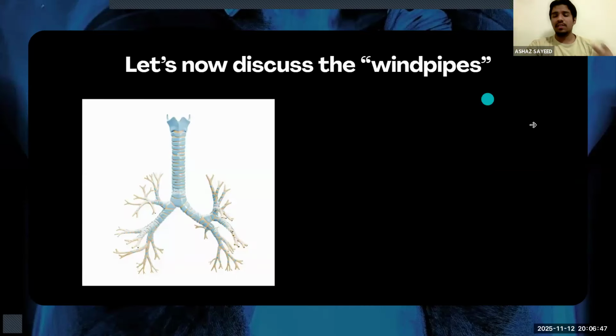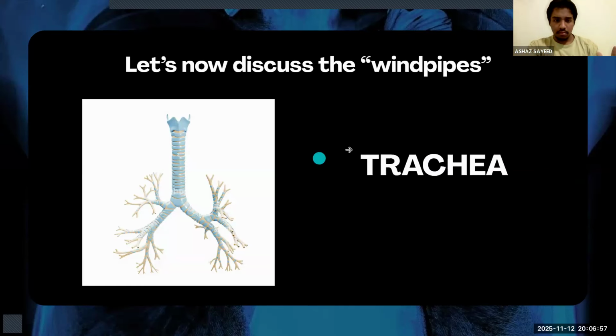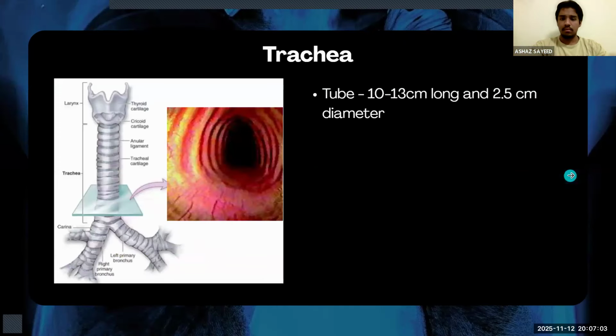Now, let's discuss the windpipe. You have your spongy tissue, that's your lung, and then you have windpipes which allow air to reach the lungs. First off, we'll start with the trachea. Trachea is this part right here. You have to know that it's around 10 to 13 centimeters long and 2.5 centimeters in diameter. They won't ask this, just for general knowledge.